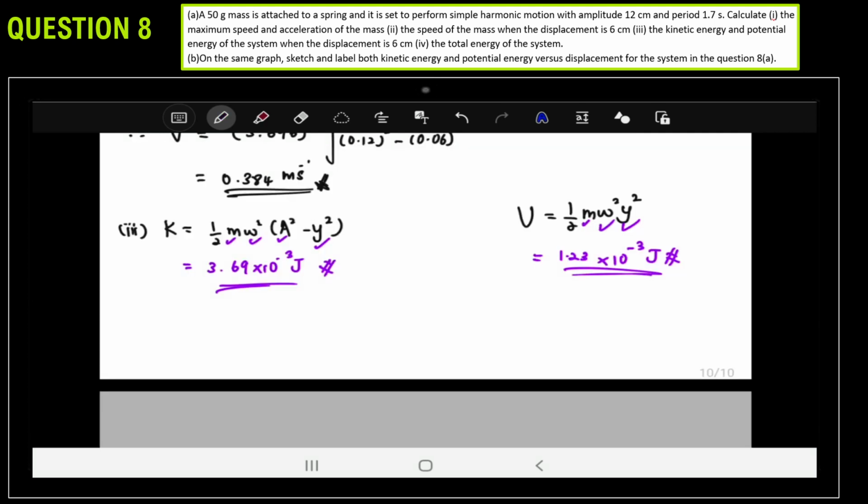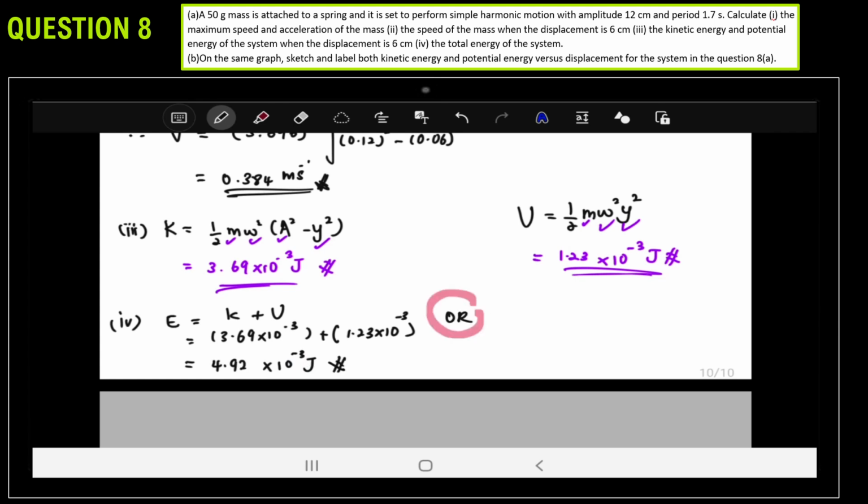Okay, so the last one, we want to calculate the total energy of the system. From the previous questions, we have calculated the kinetic energy of the system and also the potential energy of the system. Here, we can directly find the total energy, which is the kinetic energy plus the potential energy. So we have 3.69 times 10 to the power of negative 3 plus U, which is 1.23 times 10 to the power of negative 3 joule, and you can directly get 4.92 times 10 to the power of negative 3 joule. Okay, so this is the answer.